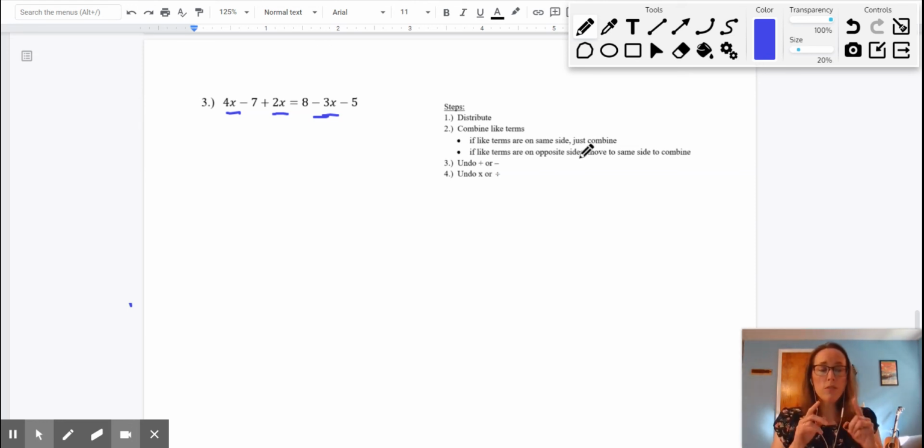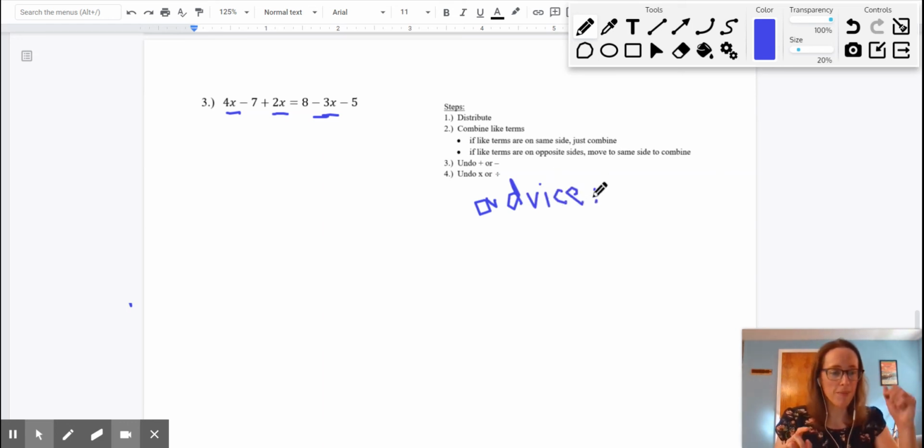So you can do these in either order, but my best advice is to combine the like terms on the same side first. Please write that down. I'm not going to write the whole thing because it would take me a long time, and with the tablet here, it wouldn't be quite as neat, but we'll go ahead and write down. The advice is combine like terms on the same side first. I think your life will be easier.